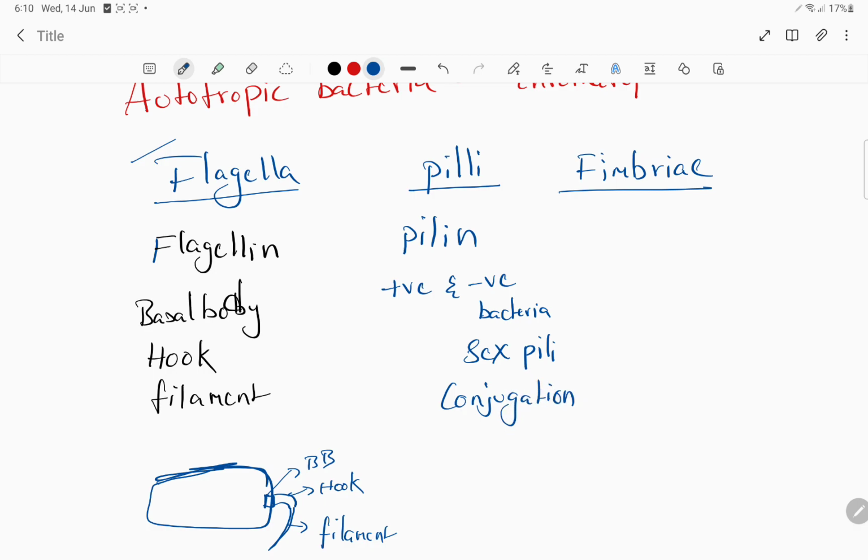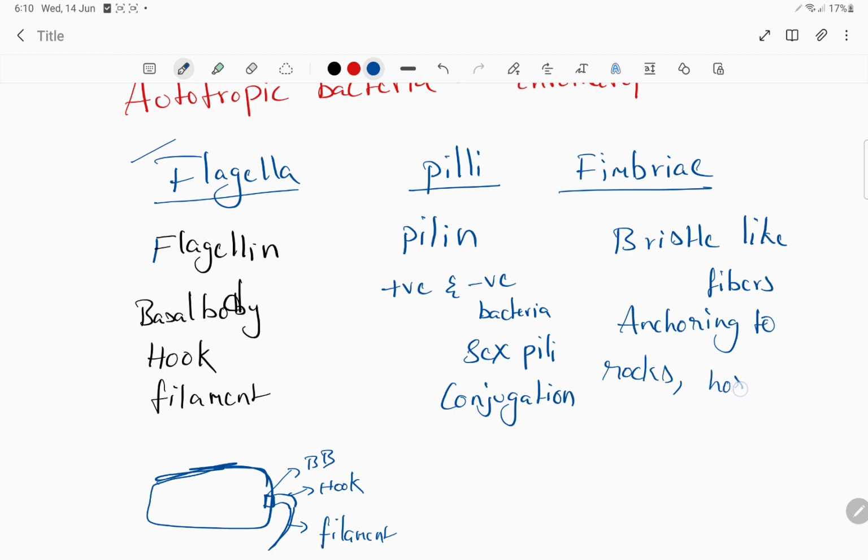The fimbriae are small bristle like structures, bristle like fibers. Sprouting out of the cell surface, they help in anchoring the cell, mainly anchoring to rocks and host tissues.